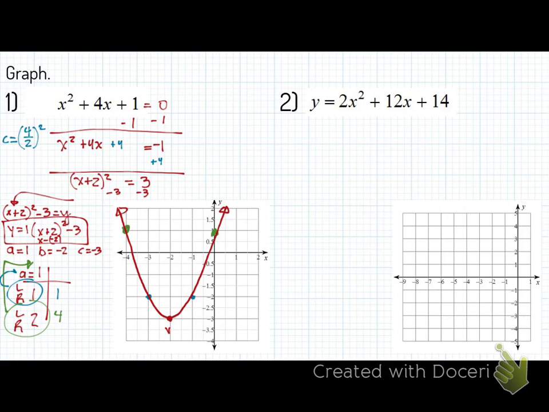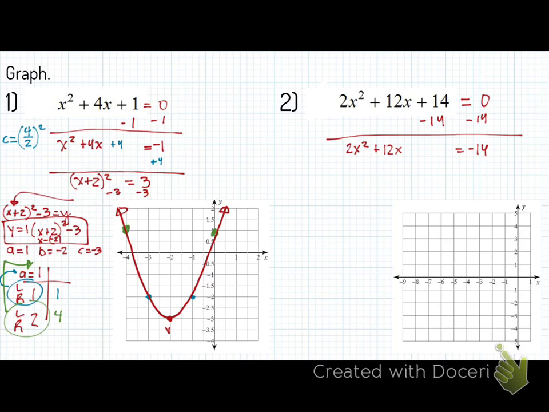Here we go, number 2. I'm going to go a little more quickly, and there's going to be something a little bit more tricky on this one, but I want to make sure you see it. Number 2, I'm going to move that y over to the other side, so it's going to be equal to y on the right, so it looks familiar to us. Instead of y, I'm going to put in 0, and then I'm going to subtract 14 on both sides. So we got 2x squared plus 12x is equal to negative 14.